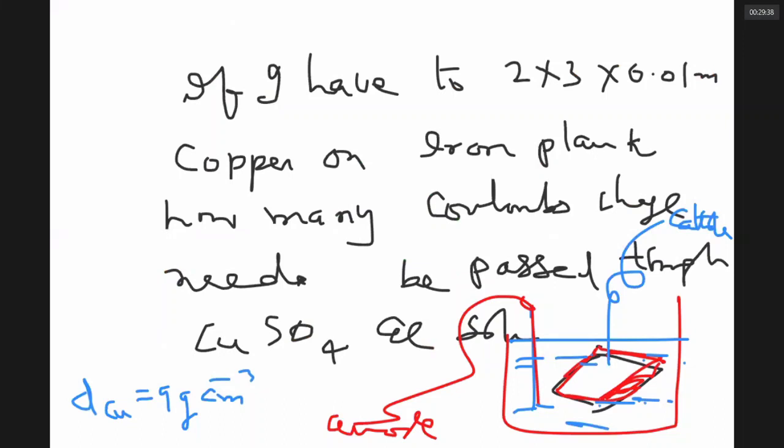Yes, sir. The total volume of the metal I need to deposit on one side is 2 into 3 into 0.01, that is equal to 0.06 meter cube. Can you see it, sir? Meter into meter into meter. But I want it in centimeter cube. Why? Because they gave me the density of copper per centimeter cube. How can I convert meter cube into centimeter cube?